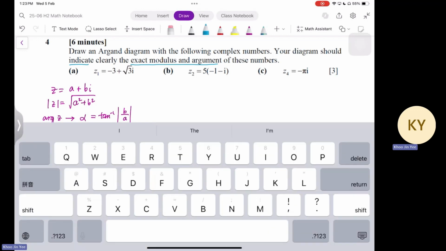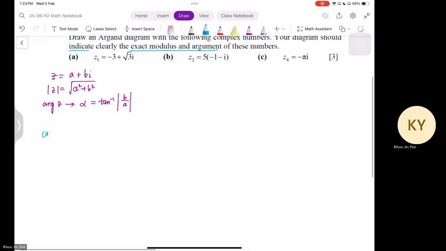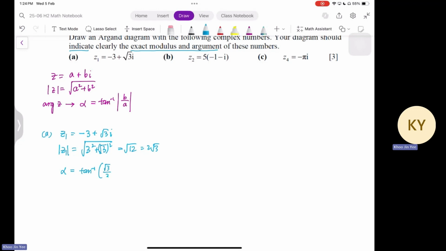Now with this, let's take a look at 1. Z1 is equal to negative 3 plus root 3i. I think everyone is okay. So the modulus is 3 square plus root 3 square, so this is root 12. Simplify this to 2 root 3. Next, argument of Z1. Instead of argument, I'll do alpha. So alpha is tangent inverse of root 3 over 3, which is 1 over root 3. So my basic angle is pi over 6.